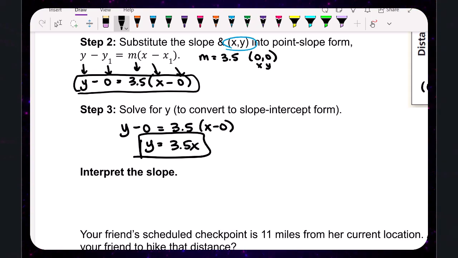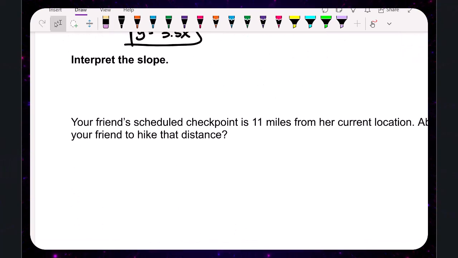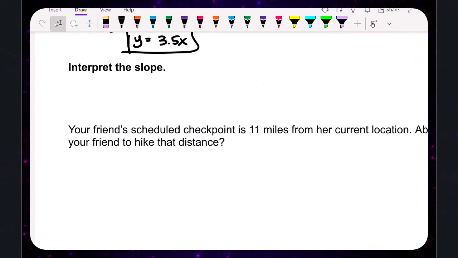Since this one is so similar to example number 1, you can go ahead and pause the video, and I want you to fill in the parts when you're interpreting the slope and see if you interpret it correctly. So just pause the video right now, and let's see if you can do it all on your own.